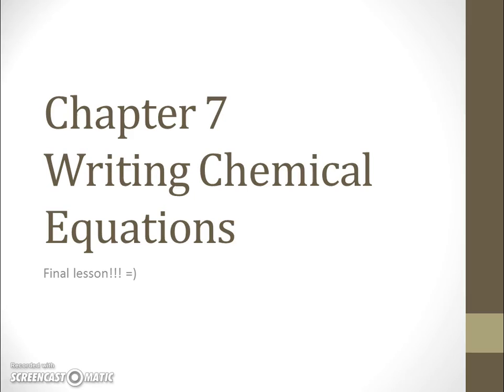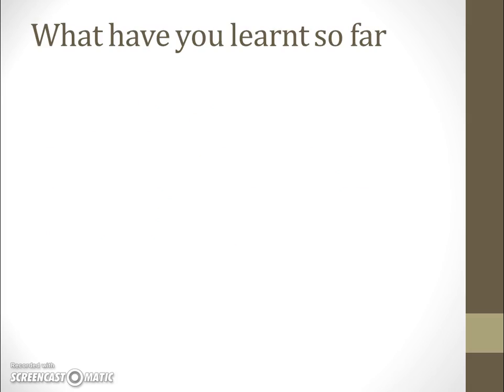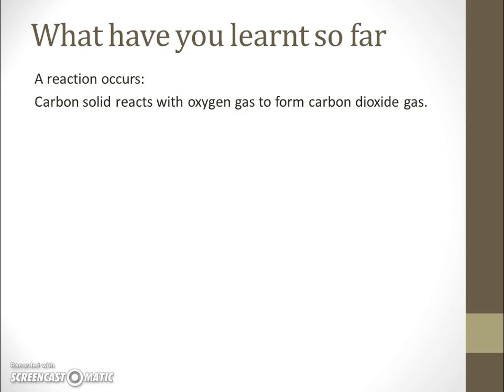Welcome to our final lesson of Chapter 7, Writing Chemical Equations. What have you learned so far? You have learned that a reaction can occur. Example, carbon solid reacts with oxygen gas to form carbon dioxide gas. So this is a reaction that may happen.